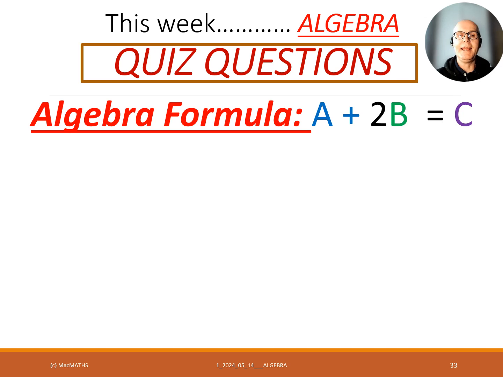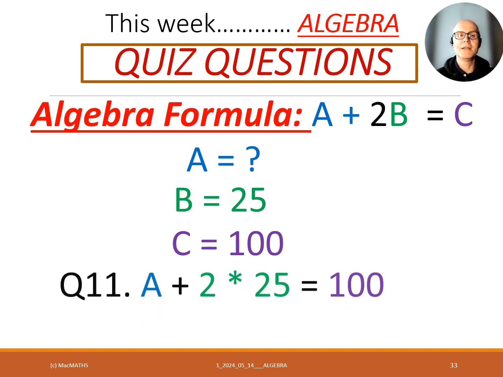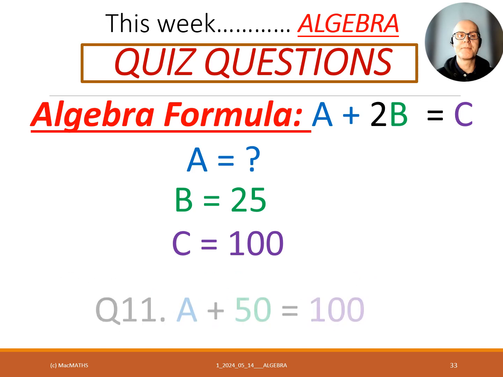Next question. A plus 2b equals c. Now we've got 2 lots of b. A plus 2 lots of b equals c. A plus 2b equals c. Here's the values that we do know. B equals 25, C equals 100. Put them into our formula. A, which we're trying to find out, plus 2b, 2 times 25, equals 100.